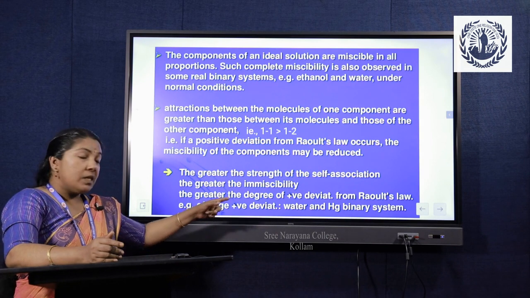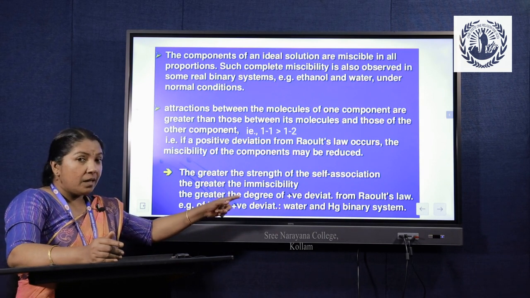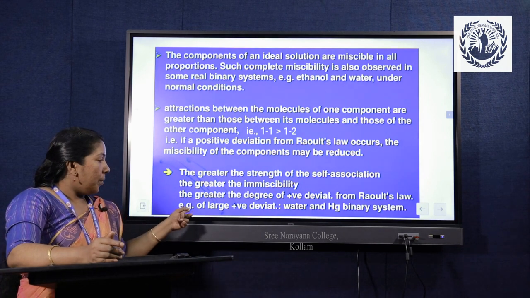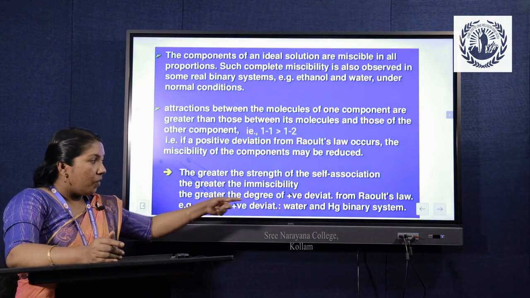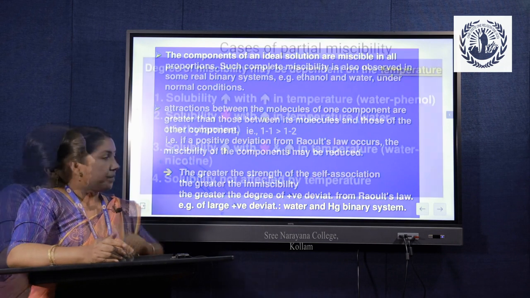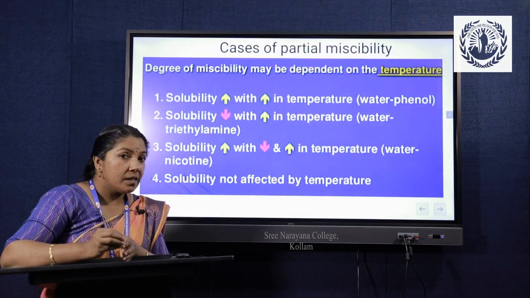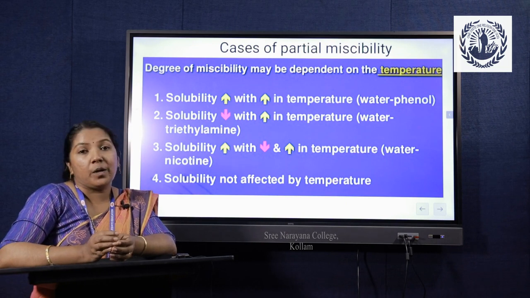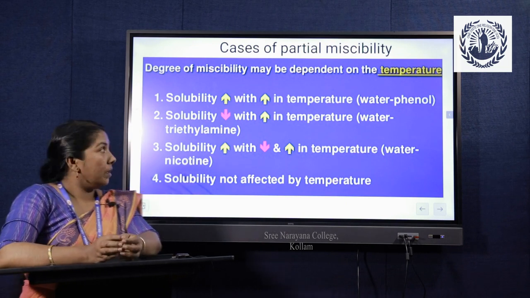The greater the degree of positive deviation from Raoult's law, the greater the immiscibility. For example, the water and mercury binary system. So, we are discussing the degree of miscibility, and the degree of miscibility is greatly dependent on a factor called temperature.